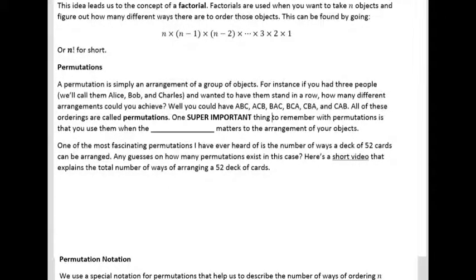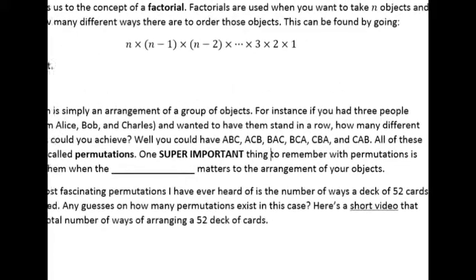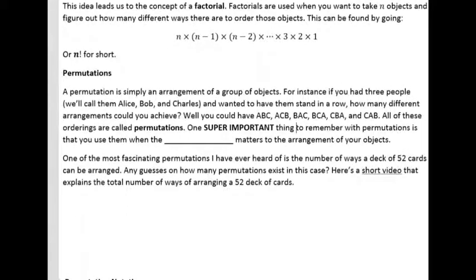So all of this leads us to a very important concept in this chapter called a factorial. Factorials are used when you want to take n objects and figure out the number of ways to order those objects without any restrictions beyond that. So that would be like the 10 kids in a line. How many ways can you arrange 10 kids in a line? We said it was 10 times 9 times 8 times 7 times 6, all the way to 1. That's a factorial. That would be 10 factorial.